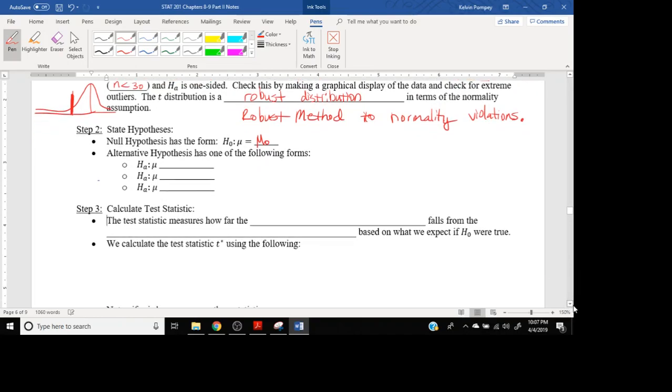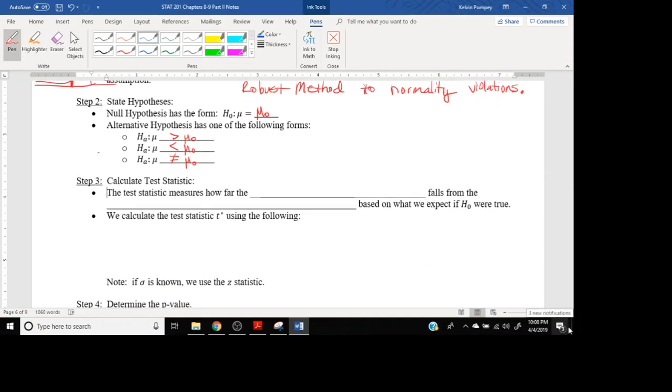Kind of like when we had our population proportion, we said that the null hypothesis was p equals p sub 0 or p naught. Our alternative hypothesis can take on one of the following forms: our population parameter is greater than some null hypothesized value, or it could be that it's less than some null hypothesized value, or it can be two-sided and that it is not equal to some null hypothesized value. Once we get our alternative hypothesis and our null hypothesis, we're ready to proceed with the test. And the next step is the test statistic, which is step 3.